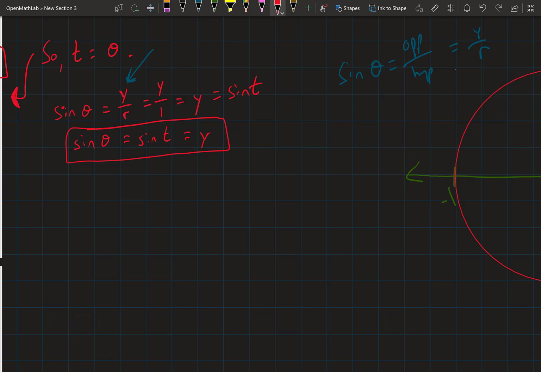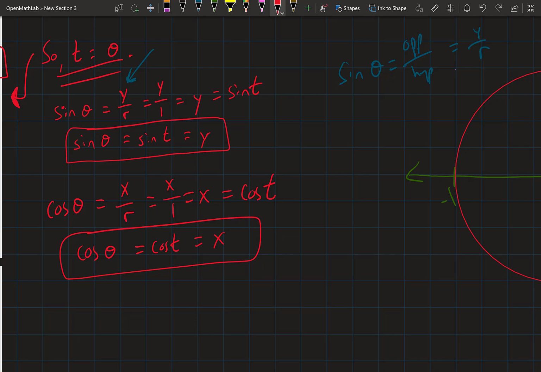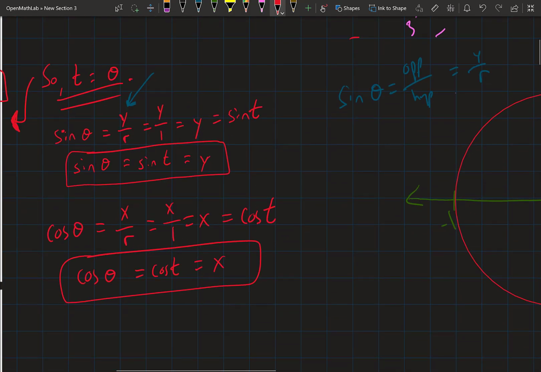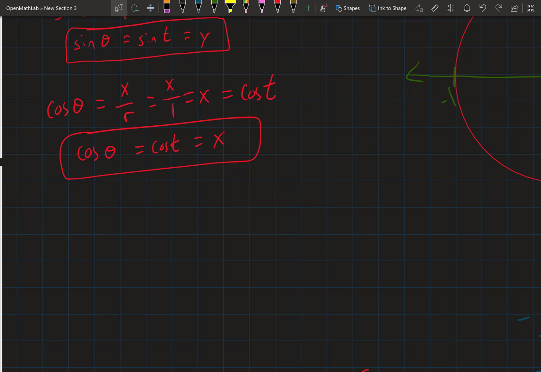So then if I look at some others, let's say we want cosine of theta. Cosine of theta, if you remember, is x divided by r. But again, remember that r is 1 in this case, so this would be x divided by 1, which is just equal to x. Which would be the same thing as cosine of t, because again, theta is equal to t. That's what we concluded here. So then basically cosine of theta equals cosine of t, which is equal to x. So what I'm putting in the boxes is what's important to remember.